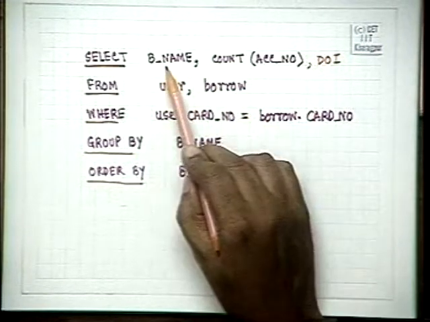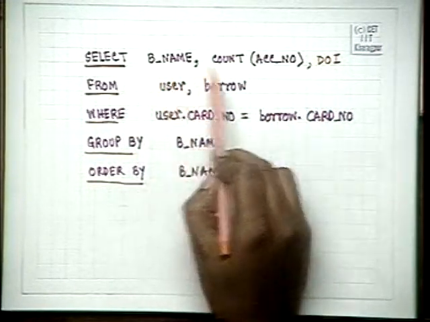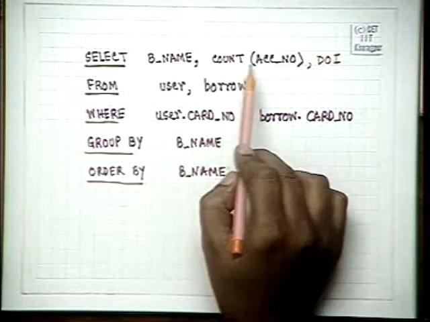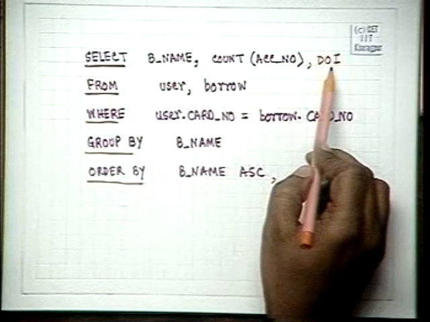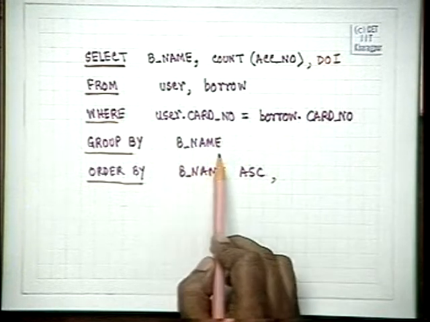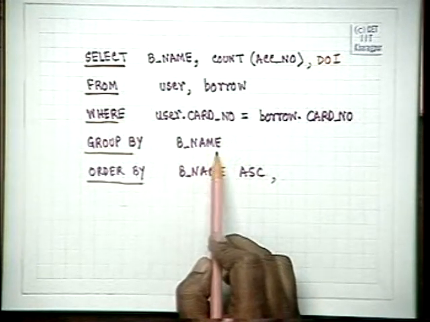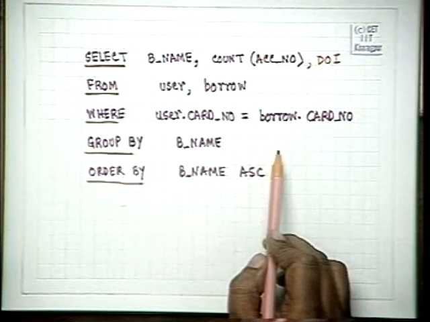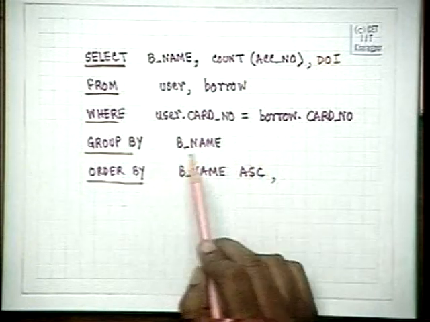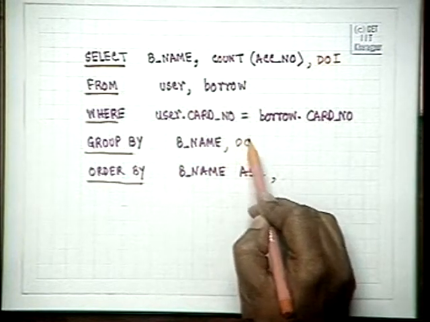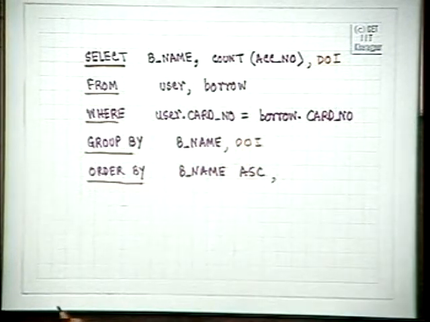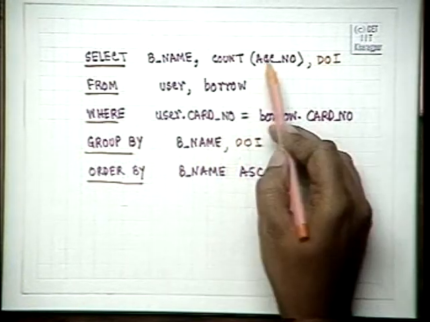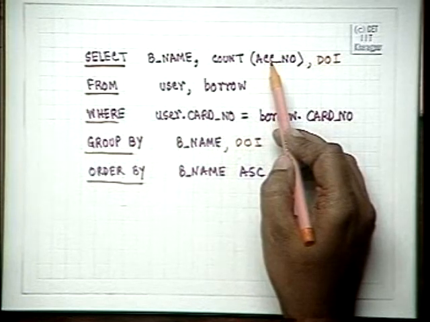But if the name in the resultant relation is there twice, these two values will always match, because for this name, this is the count. It is not that 1, 1, 1, 1 will come because of date of issue. We have grouped it by borrower's name, therefore it will come by borrower's name. You can group it by two attributes also. When you group it by two attributes, then only whenever these two attributes are the same will it do the aggregation.